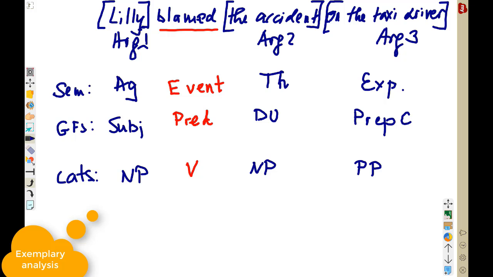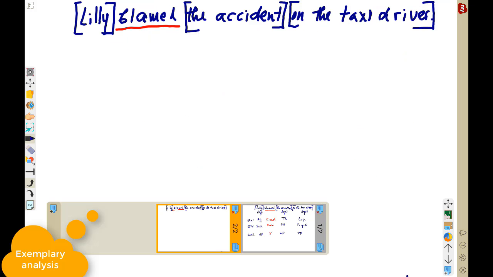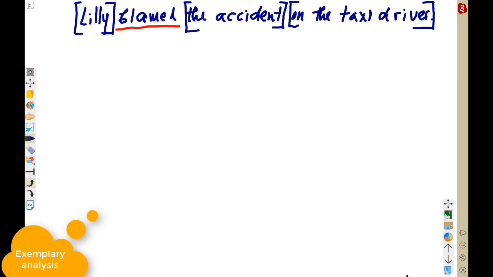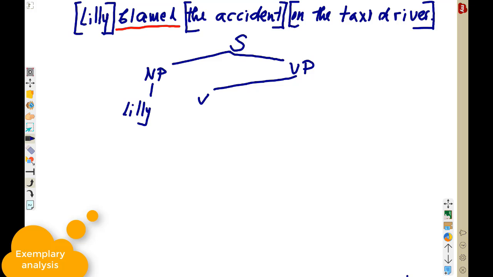Now let's draw the tree diagram for this sentence. Our sentence consists of a noun phrase and a verb phrase. The noun phrase contains only the noun head Lily, and the verb phrase contains the verb head, which is blamed, and its two internal arguments, the noun phrase the accident and the preposition phrase on the taxi driver.